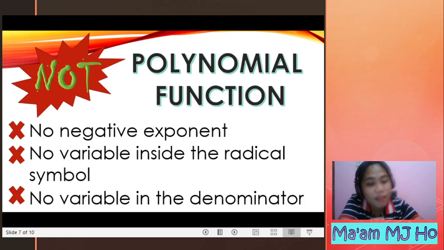Kung ang ating given function ay walang na-violate na kahit anong rule, so ang function na yon ay example ng isang polynomial function. So please take note ha, there should be no negative exponent, no variable inside the radical symbol, and no variable sa denominator.